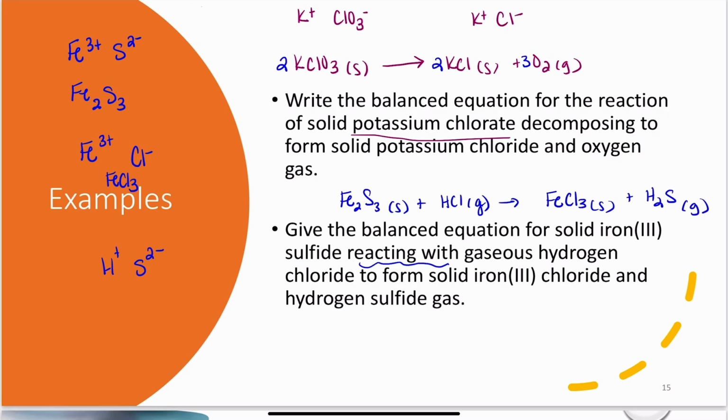So let's look at the balancing. I've got 2 iron on my reactant side and 1 iron on my product side. Let's go ahead and put a 2 there to balance out my irons. I've got 3 sulfur on my reactant side, and I've got 1 sulfur on my product side. Let's put a 3 in front of my H2S to make the sulfurs balance. Now I've got 1 hydrogen on my reactant side, but 6 hydrogen on my product side. I'm going to put a 6 in front of the HCl. I now have 6 chlorides on my reactant side and 6 chlorides on my product side, and the reaction is completely balanced. So we have successfully balanced both of these reactions.